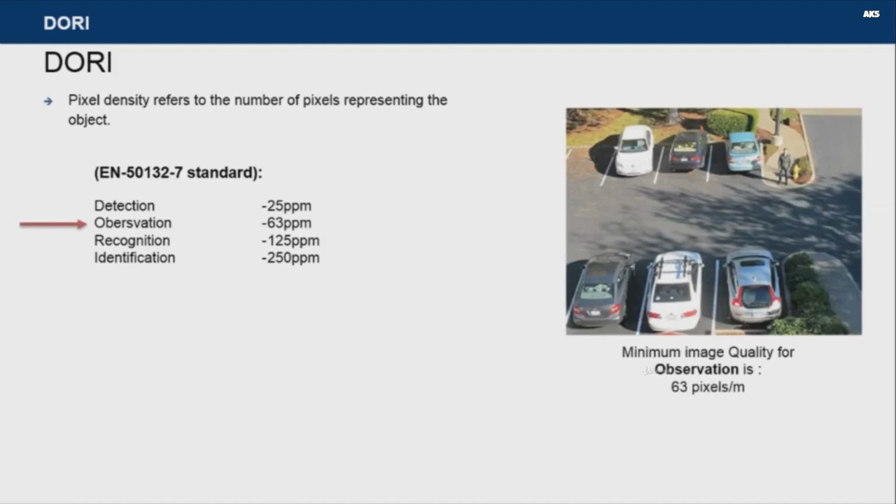And for the observation requirement, the minimum image quality is 63 pixels per meter. As you can see from the image here, it is impossible to view the behavior of individuals, and neither recognition or identification of a person is possible.